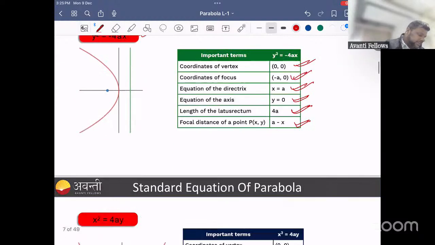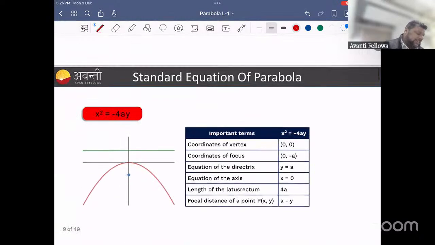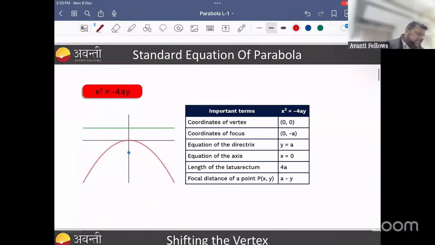Got it? Now see this one, x square equals to 4ay. So this is an upward opening parabola. In this case, vertex is what? 0, 0. Focus is 0 comma a. This is the focus. Directrix is y equals to minus a. Axis is x equal to 0, which is the y-axis. Length of latus rectum again 4a. And focal distance will be y plus a. Got it? And there comes the downward opening parabola like x square equals to minus of 12y.